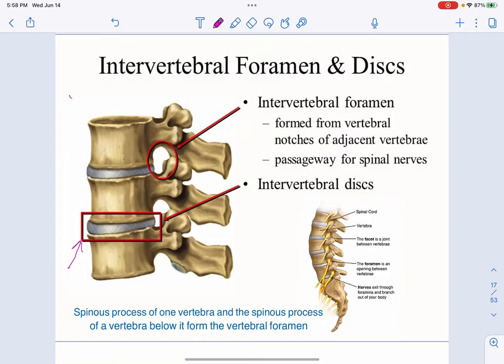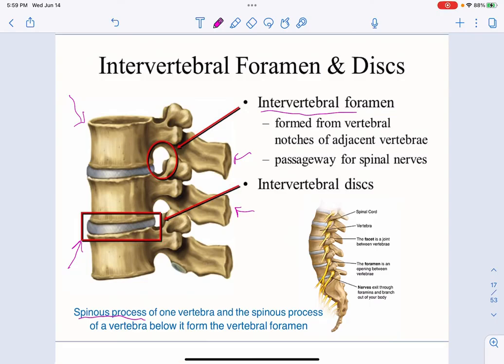But when you begin to stack the vertebrae on top of each other, there is a hole that is created as these vertebrae stack on top of each other. So the holes are called the intervertebral foramen. So that is what's being pointed out there. And how this is happening is that the spinous process of one vertebrae and the spinous process of the one below it are creating this vertebral foramen.